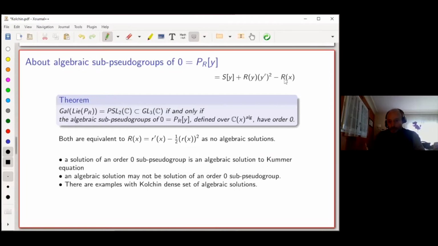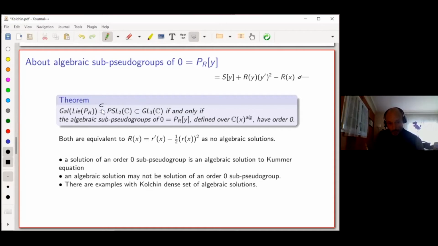So remember that the equation we are looking at is this one that I call PR. And the Lie of PR is a third order equation, which is a symmetric power of a second order equation. This means that its Galois group is always included in PSL2, seen as a subgroup of GL3 by the action of the quadratic form, or by the adjoint action, the same.